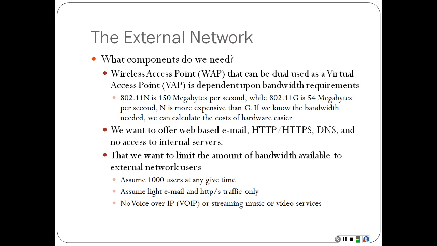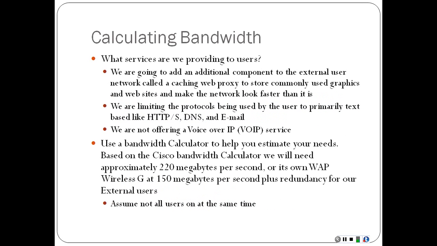We know that if we have a student body of X amount, not everyone's going to be on it all the time. Classes usually run from early in the morning till late in the evening, late at night. So we're going to have people in and out of the building, but we're not going to have anybody there for that entire amount of time consuming bandwidth all the time. And we're going to assume that it's all light. It's email and HTTPS traffic only. Right? We're not going to offer voice over IP, no streaming music, no video, or anything else like that. We want to make sure that we limit that so that we can get as much reserved for the internal users as possible.